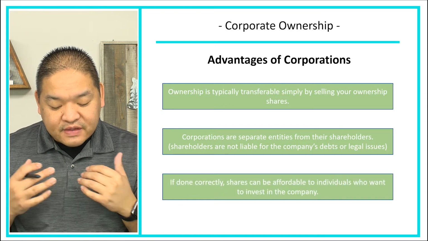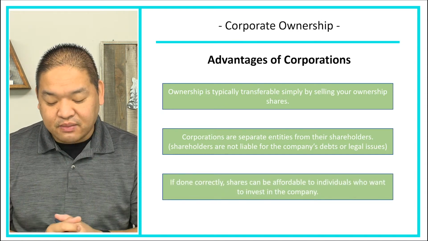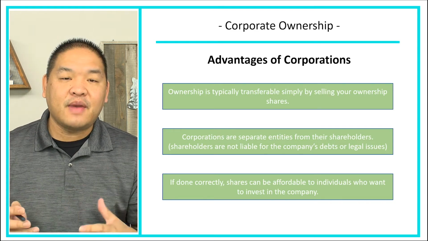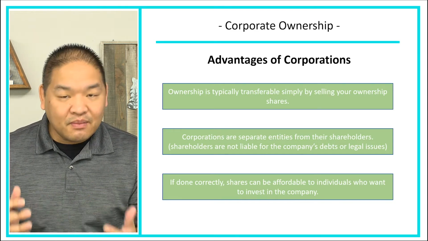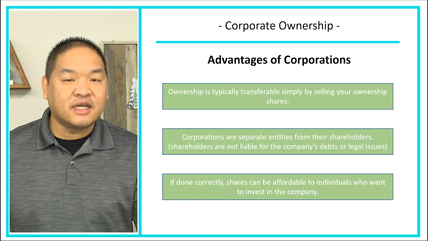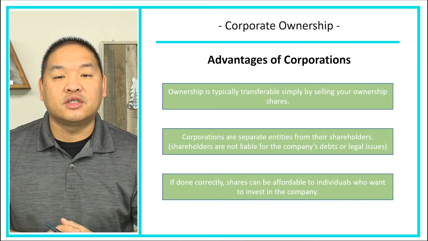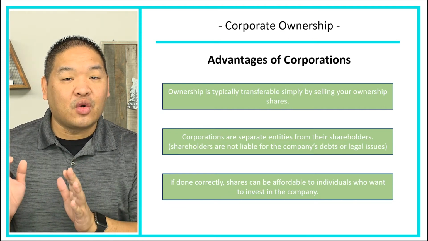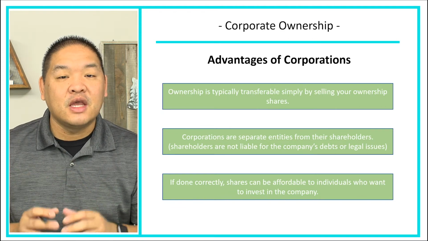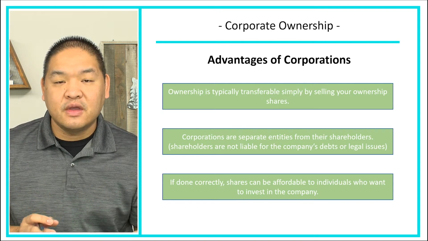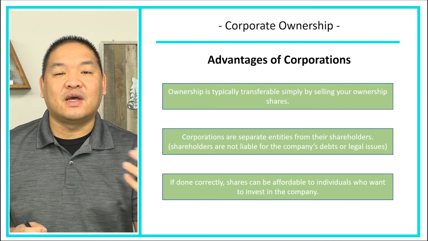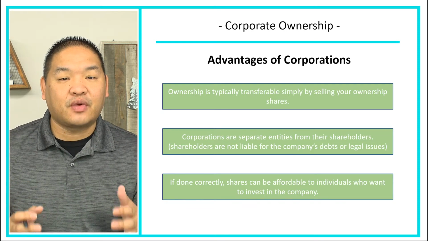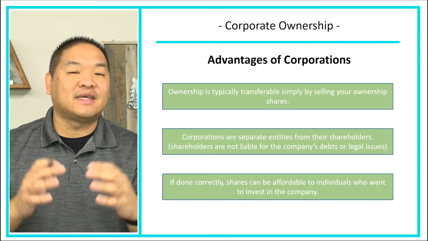The other one is that if done correctly, shares can be affordable to individuals who want to invest in the company. So if you think about buying a business, it would take maybe tens, if not hundreds of millions of dollars to be able to buy it. However, that's different with a corporation. If you have your shares low enough, you can sell your shares to someone else, and that would be affordable to them because the share price would be lower than buying the entire business.